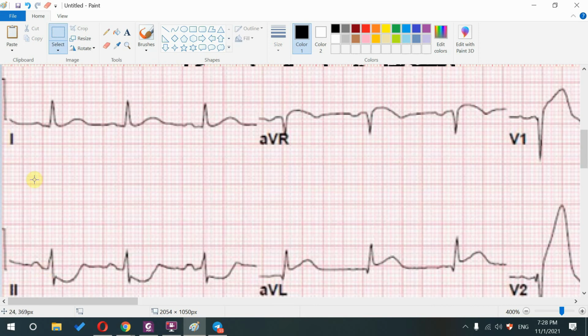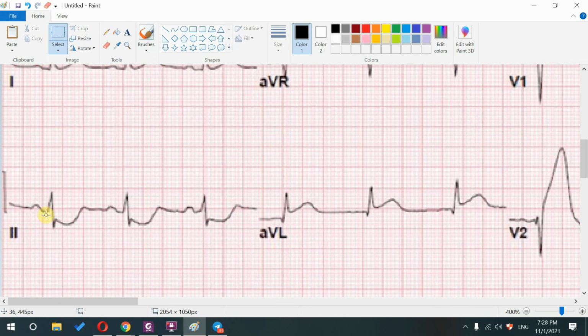So guys, this picture, you go to lead 2. What is the first step? P wave. Then you check the QRS complex. Then you check the PR. Then you keep moving forward. After finishing with the PR, you have to check the QT. After checking the QT interval, you have to check the T wave. After checking the T wave, you have to check the ST segment.